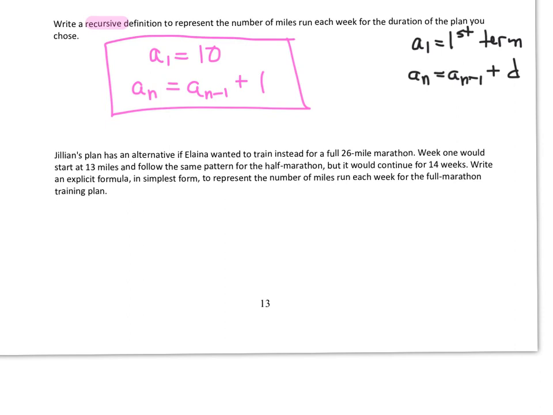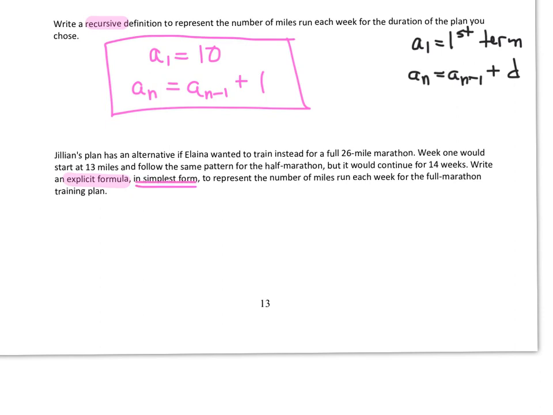Okay, and then this last part, Jillian's plan has an alternative if Elena wanted to train instead for a full 26-mile marathon. Week 1 would start at 13 miles, so that would be a sub 1, and follow the same pattern for the half marathon, but it would continue for 14 weeks. Write an explicit formula, let me just highlight that because that's important, in simplest form to represent the number of miles run each week for the full marathon training plan. I'm going to underline this in simplest form. We're going to get to that in a little bit.